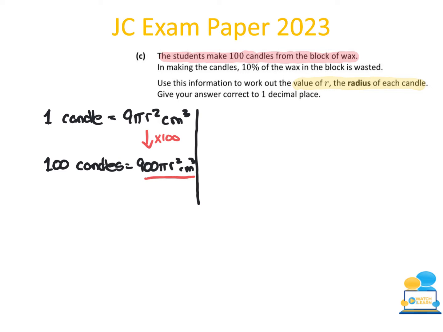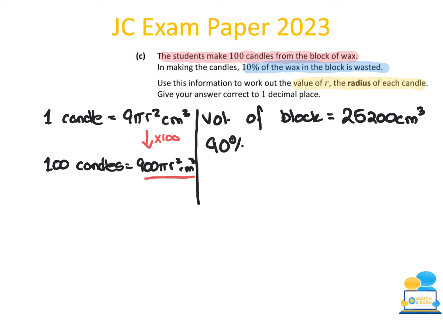The second part of my question, I want to use the second line of information that they have, that when they were making the candles, 10% of the wax in the block was wasted. If 10% of the wax in the block was wasted, that means that 90% of the block was used to make the 100 candles. So in part A, we found that the volume of the block was equal to 25,200 centimetres cubed. I want to find out what is the volume of 90% of this block, as that's how much was used to make the candles.